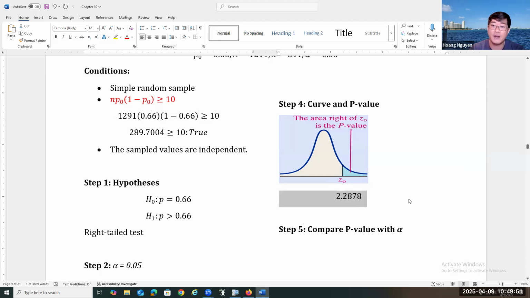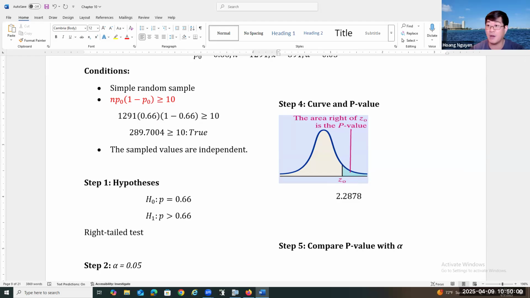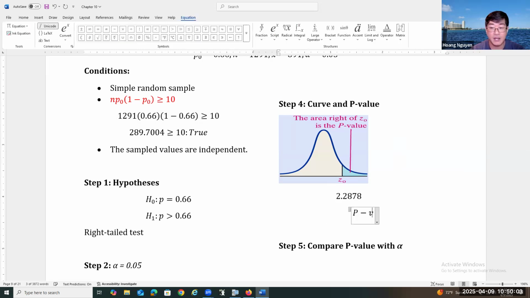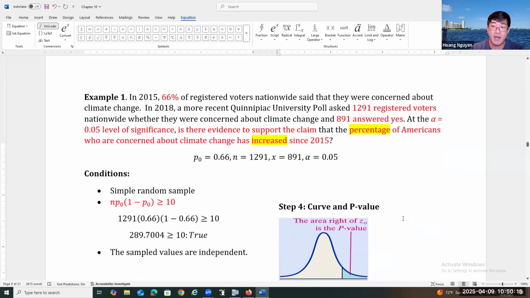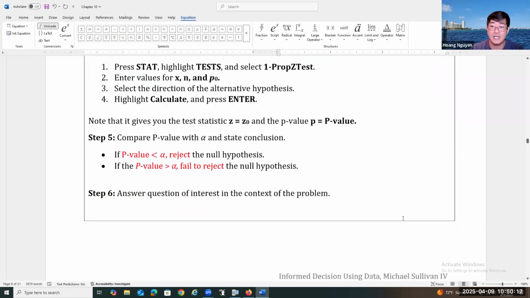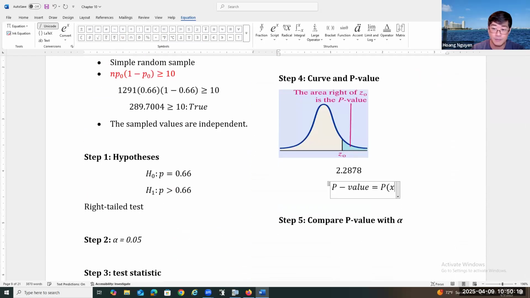Now, in order to calculate the p-value, we're going to calculate the area from 2.2878 all the way to the right. Because this is the standard normal distribution, you can calculate the p-value using the normal CDF that we have earlier, or you can directly use the shortcut, 1 proportion z-test, to get the answer for the p-value. So the p-value equals the probability that z is more than 2.2878.